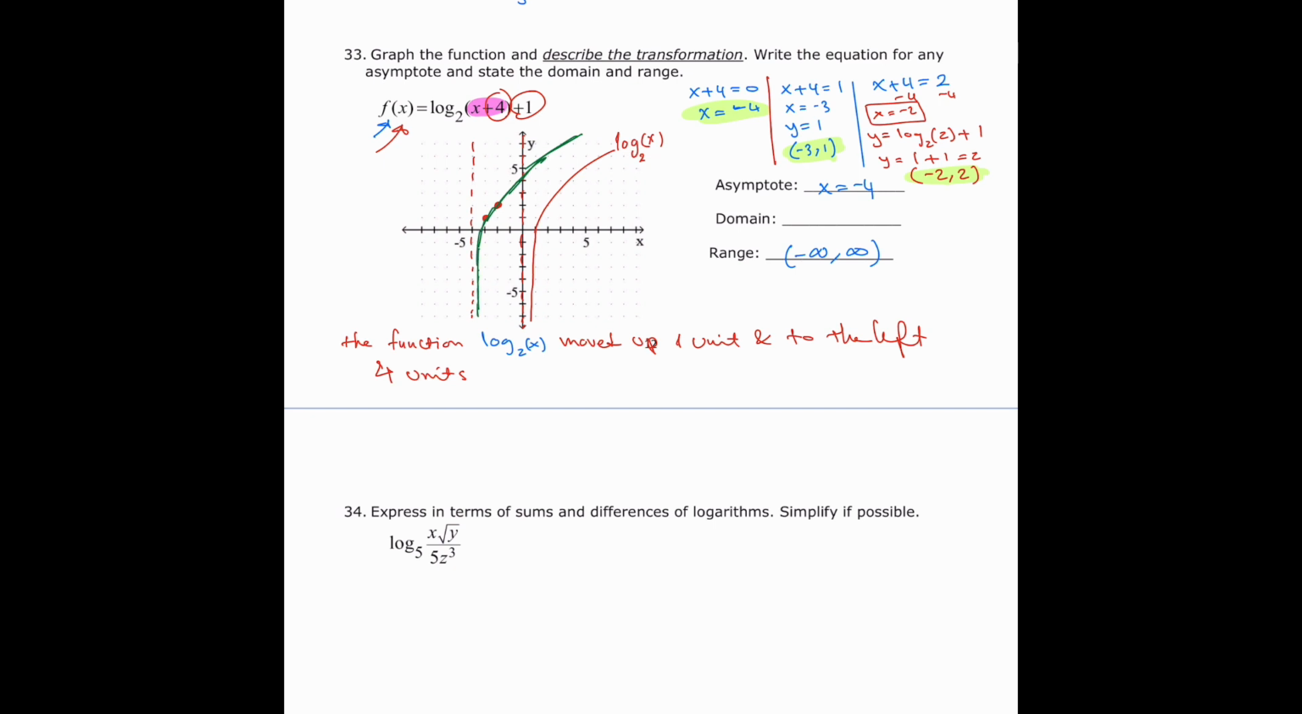So as you can see, the domain is from negative 4 to positive infinity, which is basically from the vertical asymptote to positive infinity. There is no reflection, which means it was not affected by reflection.